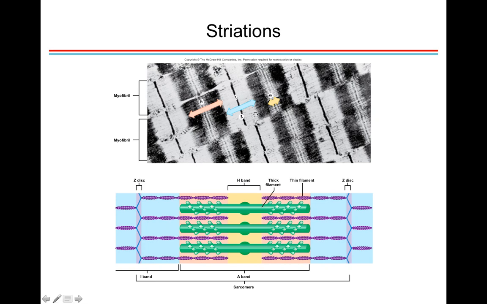And then this is really just showing that again, right? The A zone is these really thick, dark areas because you have both the myosin and actin. The I zone is where you have only the actin, and then the middle would be the H zone, which is only where you have myosin. And this, again, this unit is called a sarcomere.